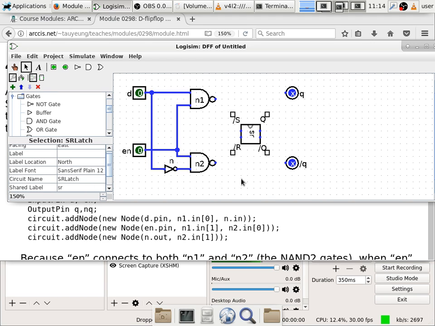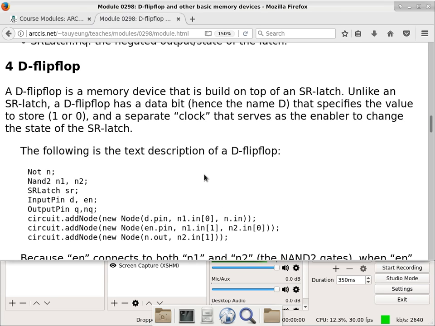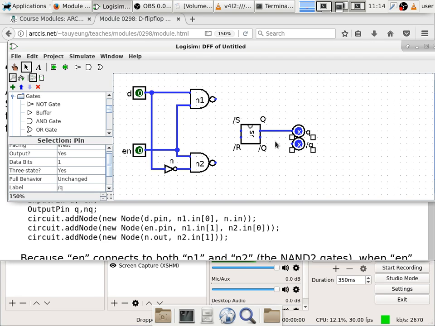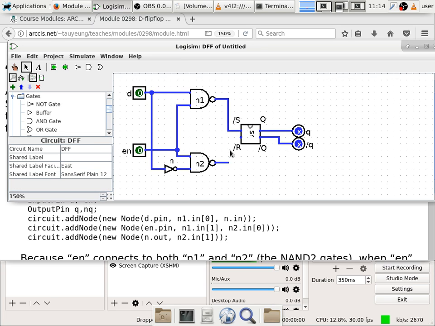And apparently I only did half of the jobs of connecting the pins. I'm missing the other half. So the other half is here. This is the SR latch. So whatever is coming out of this one, this is the Q, and this is the NQ. Okay. And then this one is just connected to set, and this one is connected to reset.